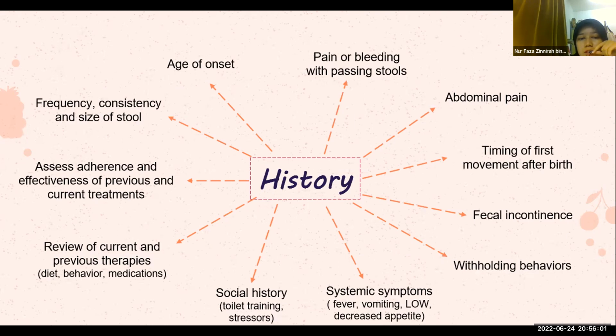And then ask about any fecal incontinence, urinary tract infection, and withholding behavior, because it can also contribute to constipation in young children. Any systemic symptoms, for example fever, vomiting, loss of weight, and decreased appetite, because they may indicate an organic etiology, for example Crohn's disease.